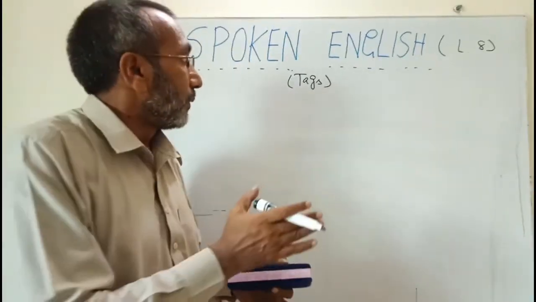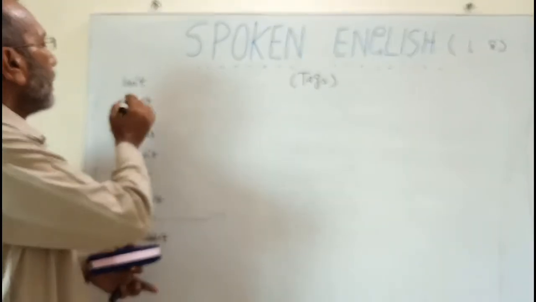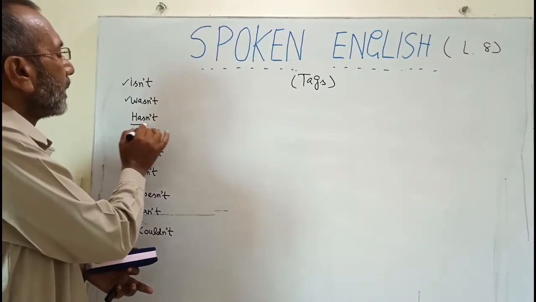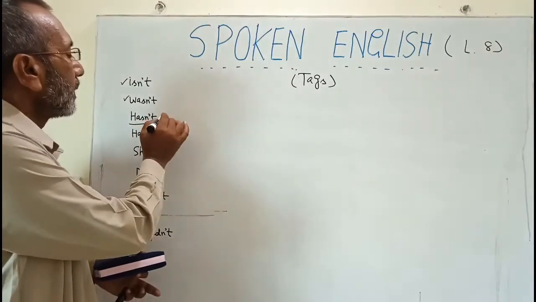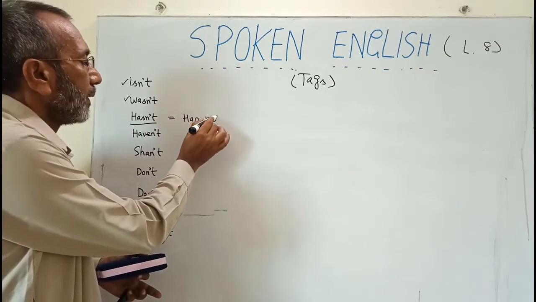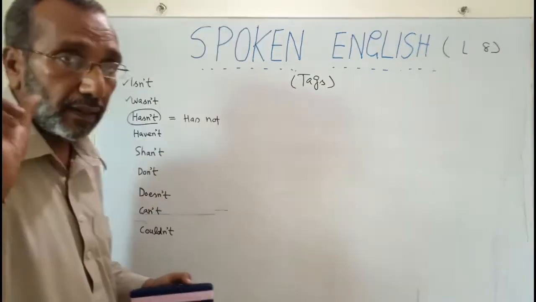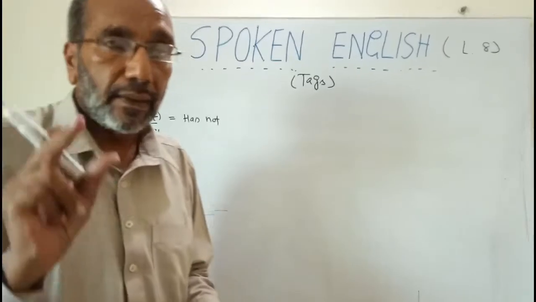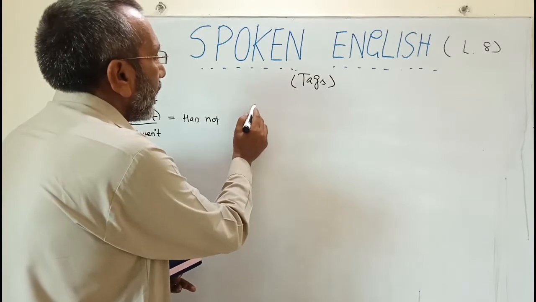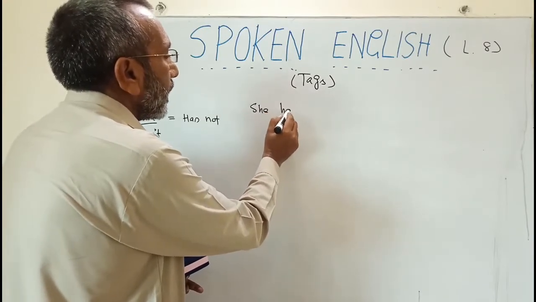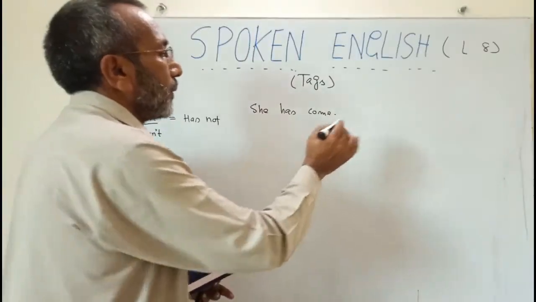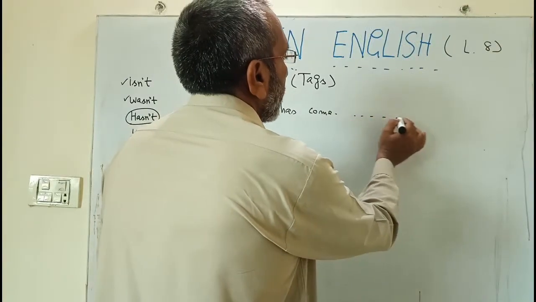So we have tried different tags, like isn't, wasn't. Let's take this one, hasn't. Hasn't, all of you know, is an abbreviation of what? Has not, right? The complete expression is has not, and its contraction, as I told you in the earlier lectures, is hasn't. Suppose you say, she has come. It's a simple expression. And a tag, as I told you so many times, is something that you add over there.